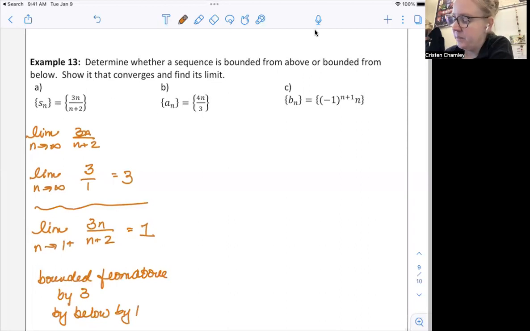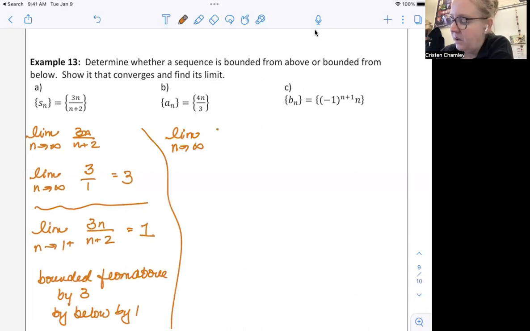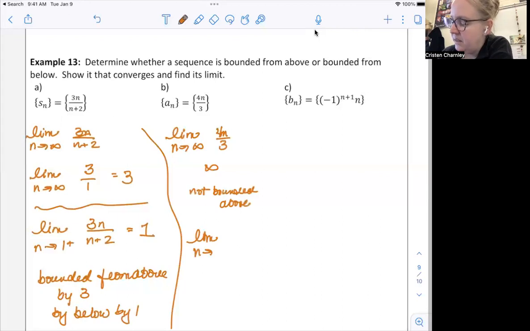Let's try the same thing for the next one. The limit as n approaches infinity of 4n over 3. Well, this would be equal to infinity, so it's not bounded above, because it goes up and up to infinity. Let's talk about the limit as n approaches 1 from the right of 4n over 3. I guess this should technically be x's, but that's okay. It would be 4/3. So bounded below by 4/3.